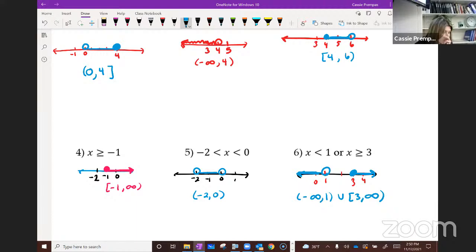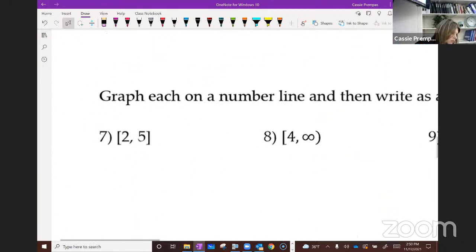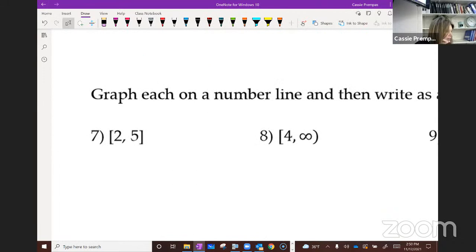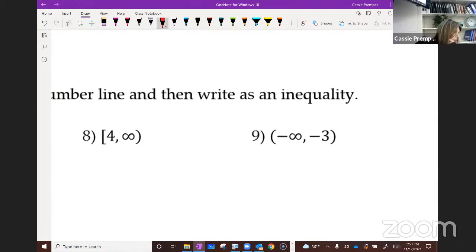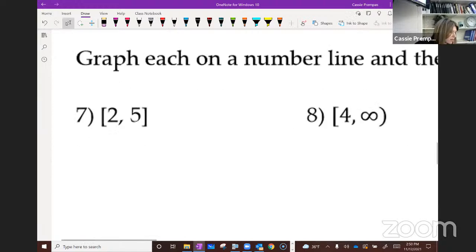Okay, let's do a few more. Now let's see, can we go backwards? Can you be given interval notation and then graph the values on a number line and write it as an inequality? So now you want to see, can you write it with those less than or greater than symbols? So let's start with number 7.